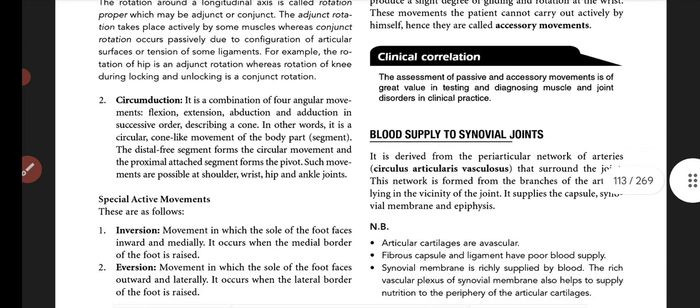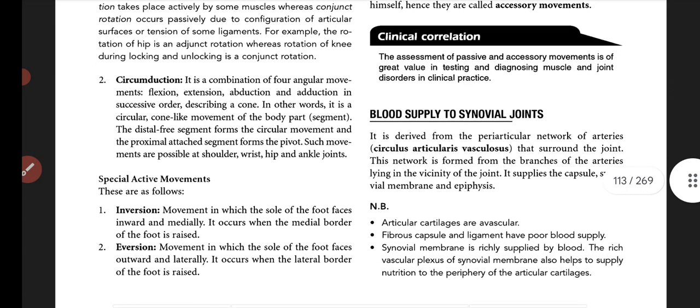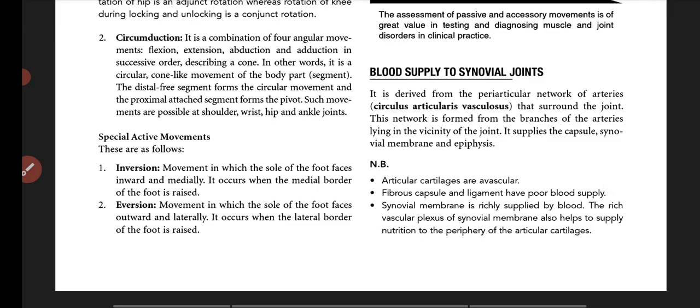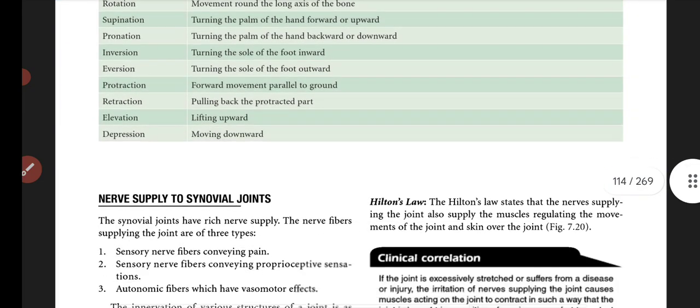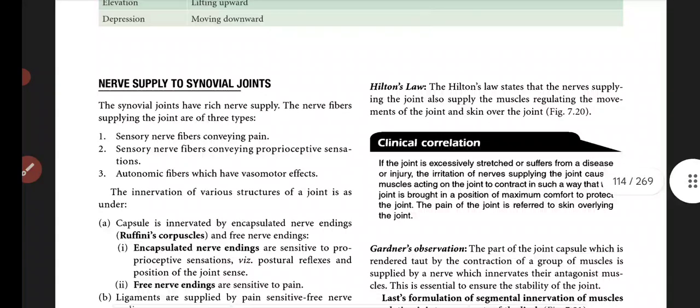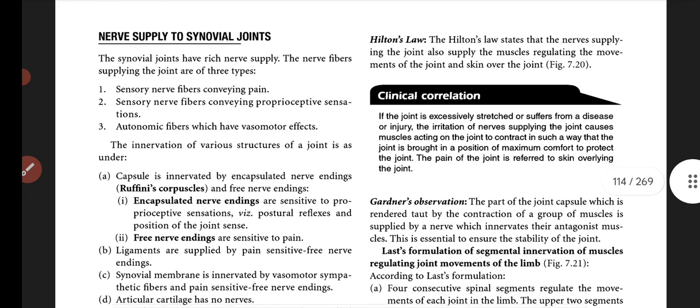So these are the blood supply of the synovial joints. It is derived from the periarticular network of arteries, known as the circulus articularis vasculosus, that surrounds the joint. And nerve supply is sensory nerve fibers conveying pain, sensory nerve fibers conveying proprioceptive sensation, and autonomic fibers which have vasomotor effect.